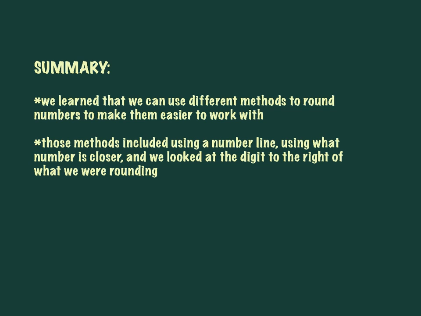To summarize what we've talked about today, we learned that we can use different methods to round numbers to make them easier to work with. And we also learned that those methods included using a number line, using what number is closer, and we looked at the digit to the right of what we were rounding.